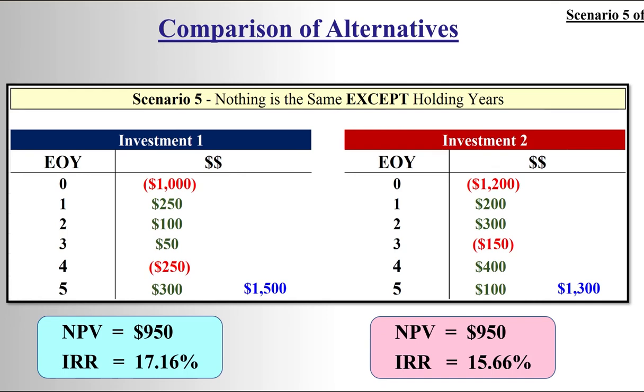So when you run the NPV and the IRRs, you find that the net present value, again, on both of them is the same. However, the internal rate of return on investment 1 is 17.16%, but for investment 2, it is 15.66%. So clearly you would want to go with investment 1 to get a higher rate of return.